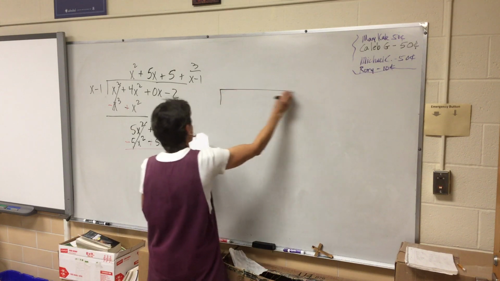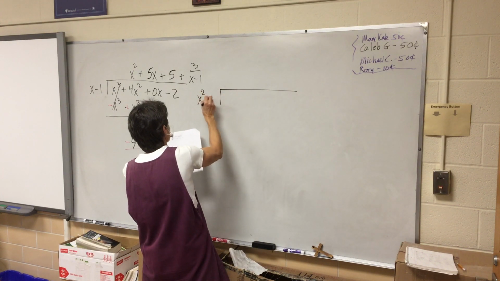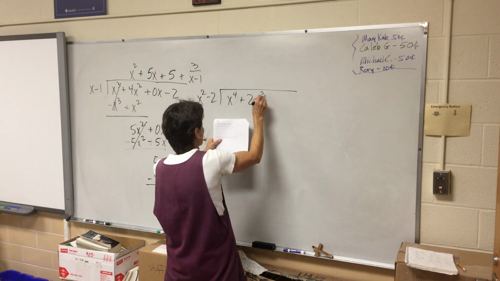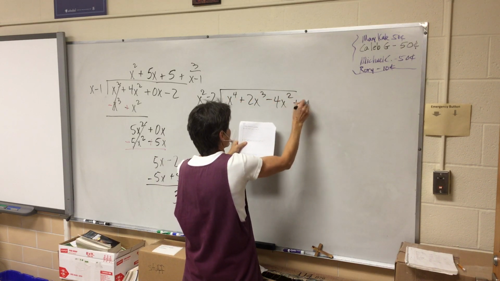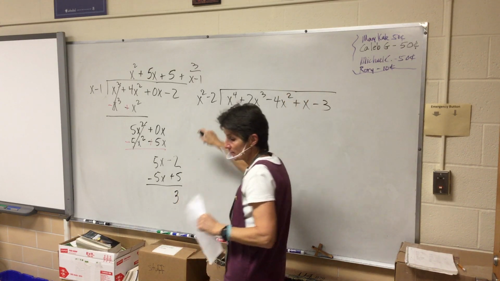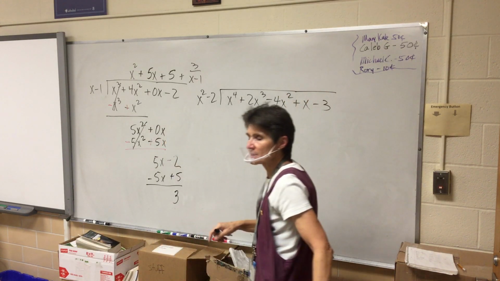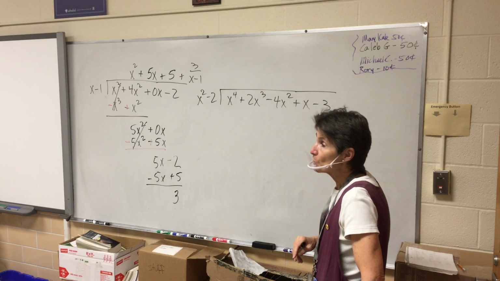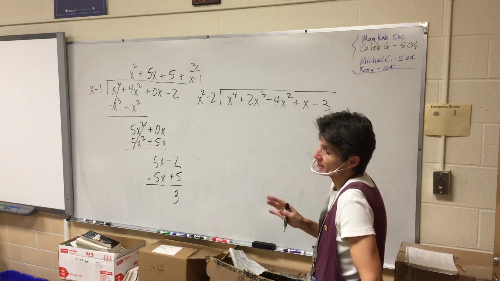All right, so this time we've got x squared minus 2, and we have x to the 4th, 2x cubed, 4x squared plus x minus 3. I don't think anything's missing. Now, there is something missing in the divisor. That's not a huge deal. It's not an issue, so don't worry about that. You can, if you want, put a 0 in that. Just makes it bigger.